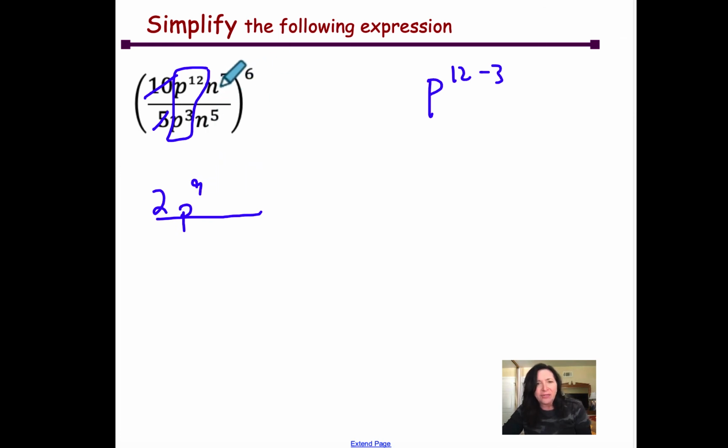Then we have 9 to the 7th over 9, or n to the 7th. So we have n to the 7th minus 5. 7 minus 5 is 2. So then we have n squared. And guess what? Now I don't even have a denominator. I'm just going to get rid of that because that's not there anymore.